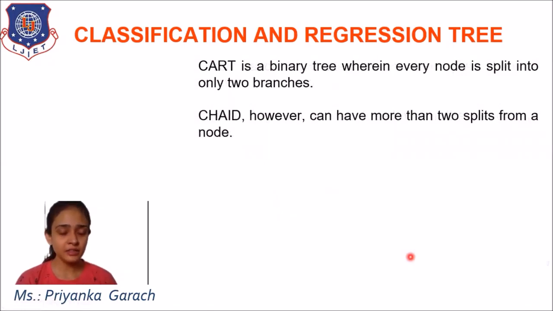CART is a binary tree wherein every node is split into only two branches. Binary tree means it has only two different branches, whereas the CHAID tree can have more than two splits. In the CHAID tree we can have three branches, four branches, but the CART is the complete binary tree. So what is the difference between CART and CHAID? The main difference is that one is a binary tree and one is a non-binary tree.